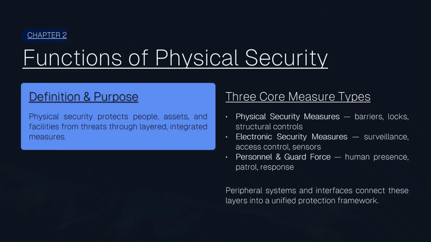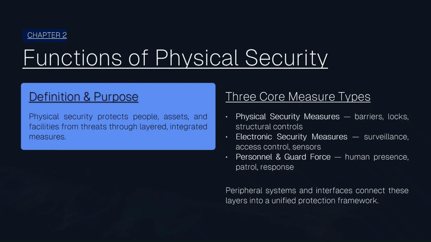Physical security exists to protect people, assets, and facilities from a wide range of threats through a layered and integrated protection strategy. To achieve this objective, physical security relies on 3 core types of security measures. The first category is physical security measures. These include barriers, locks, structural controls, and other design elements that physically prevent or delay unauthorized access. The second category is electronic security measures, which include surveillance systems, access control technologies, intrusion detection systems, and monitoring tools.